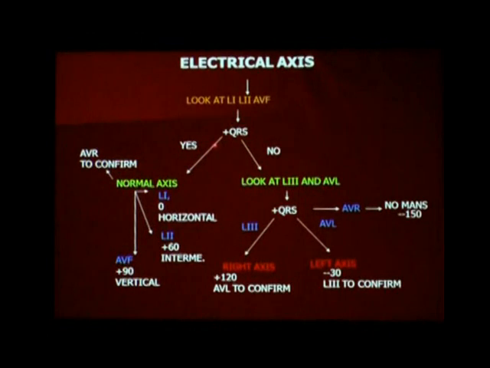If none of these three leads show the tallest positive QRS complex, look at lead 3 and AVL. If lead 3 shows the tallest positive QRS complex, it is a right axis deviation, and always look at the AVL to confirm it is a right axis, because AVL will be showing the deepest negativity and L3 will be showing the tallest positivity. The commonest cause of right axis deviation is right ventricular hypertrophy. If the AVL shows the tallest positive QRS complex, the axis is minus 30, it is a left axis deviation. Always look at L3 to confirm. AVL will have the tallest positivity, L3 will have the deepest negativity.